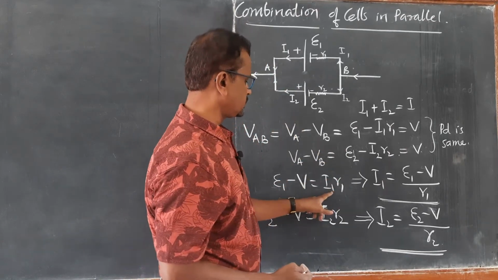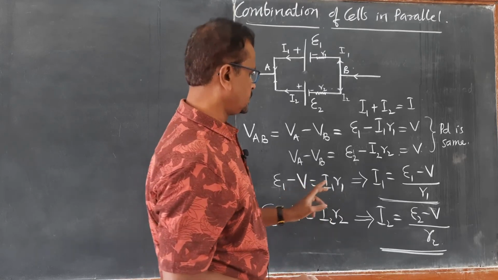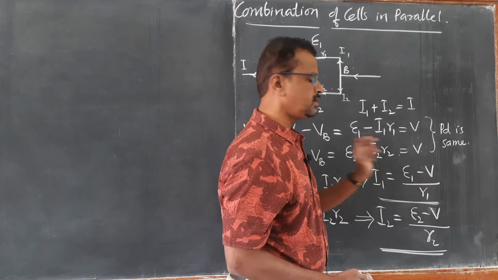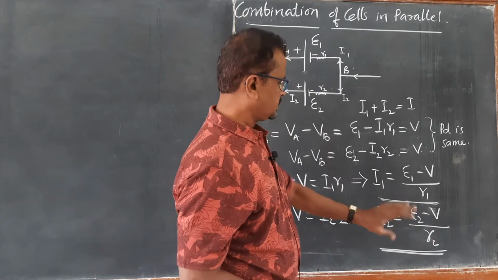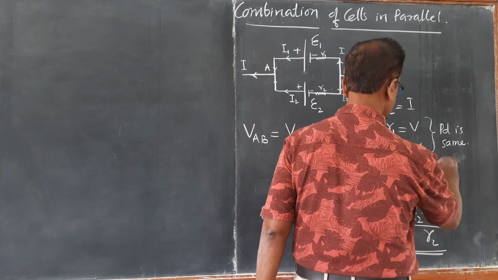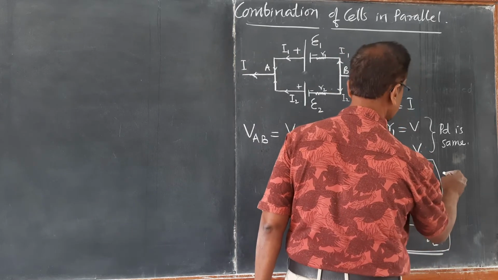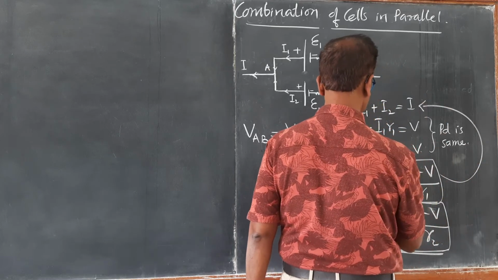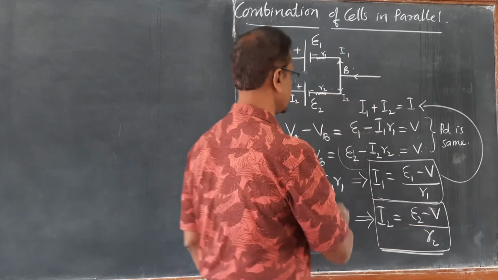E1 minus V equal to I1 R1, E2 minus V equal to I2 R2. Therefore, what is I1 from this? I1 is equal to E1 minus V upon R1. What is I2? E2 minus V upon R2. Let me substitute these values, I1 and I2, into this equation. In place of I1, I am substituting here. In place of I2, I am substituting here.